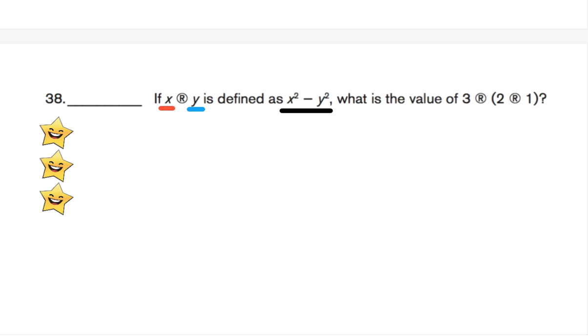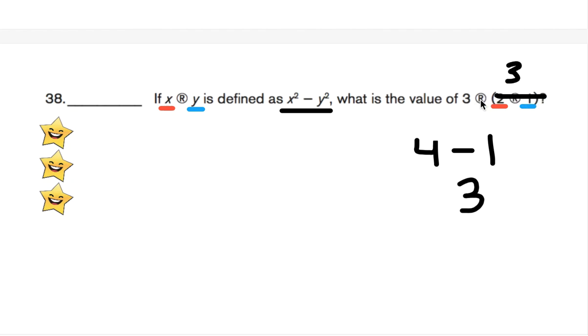So first we're going to focus on this 2r1 right here. So 2r1, we're going to plug that into the function, and we do 2 squared, because 2 is to the left of r, so it's in the x slot. 2 squared, that's 4. And then y is 1, so minus 1 squared, which is 1, and that equals 3. So this right here, 2r1 equals 3.